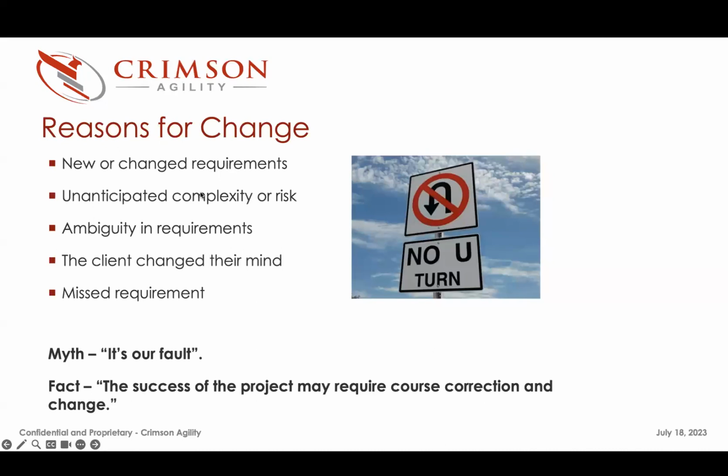So some of the reasons for change that we encounter, we talked about being inspired and us learning more about the business. But what does that translate into? It translates into new or changed requirements. But we can also encounter change due to unanticipated complexity or risk.